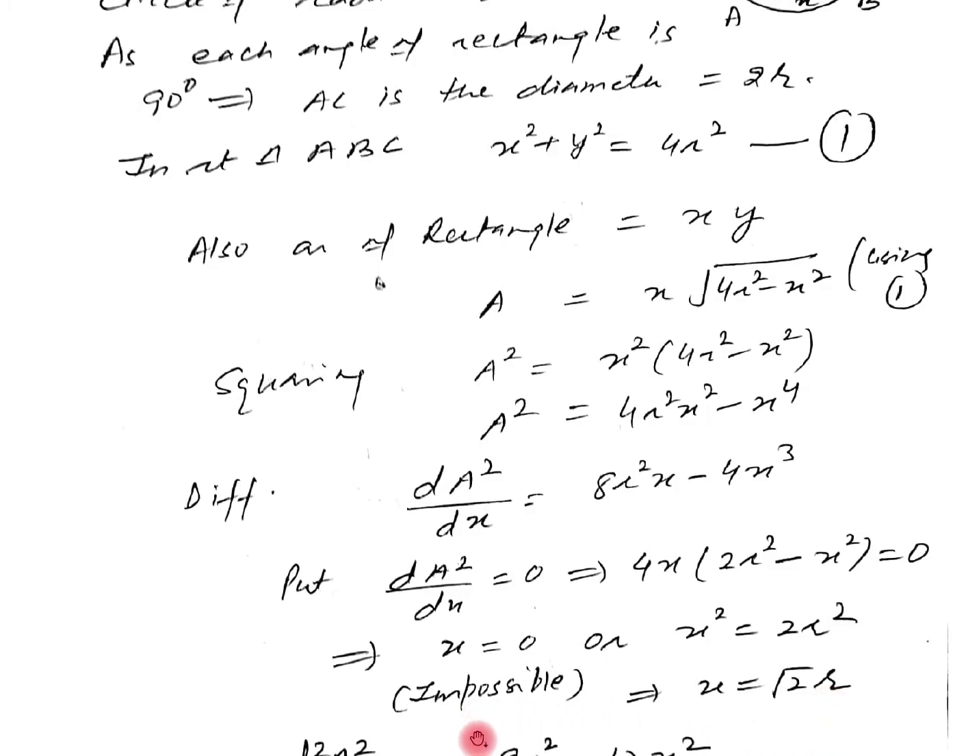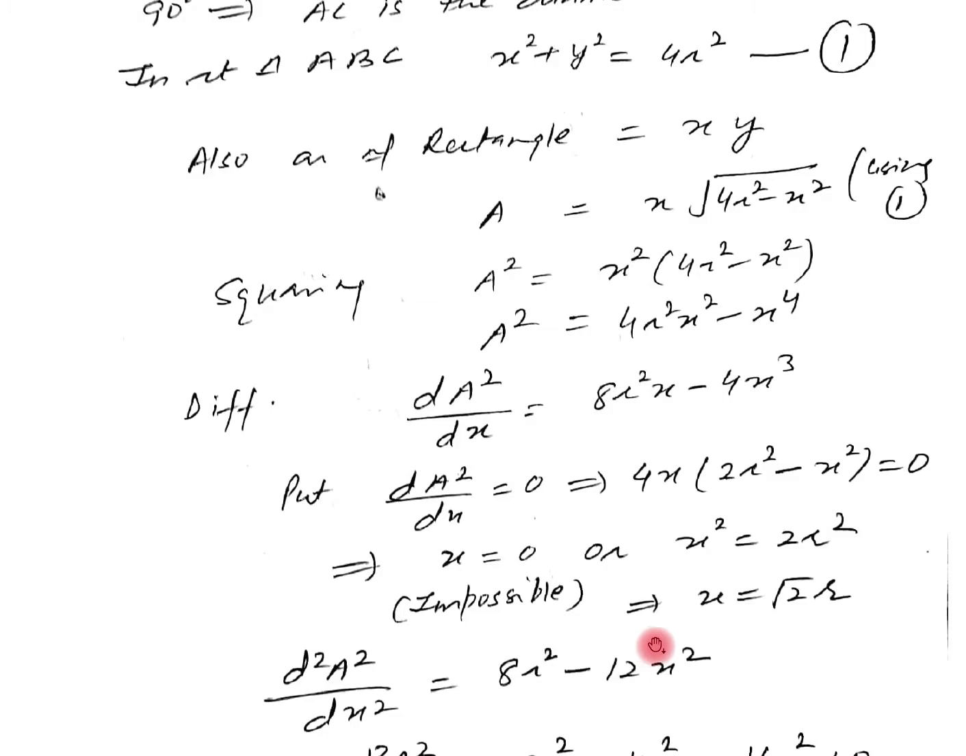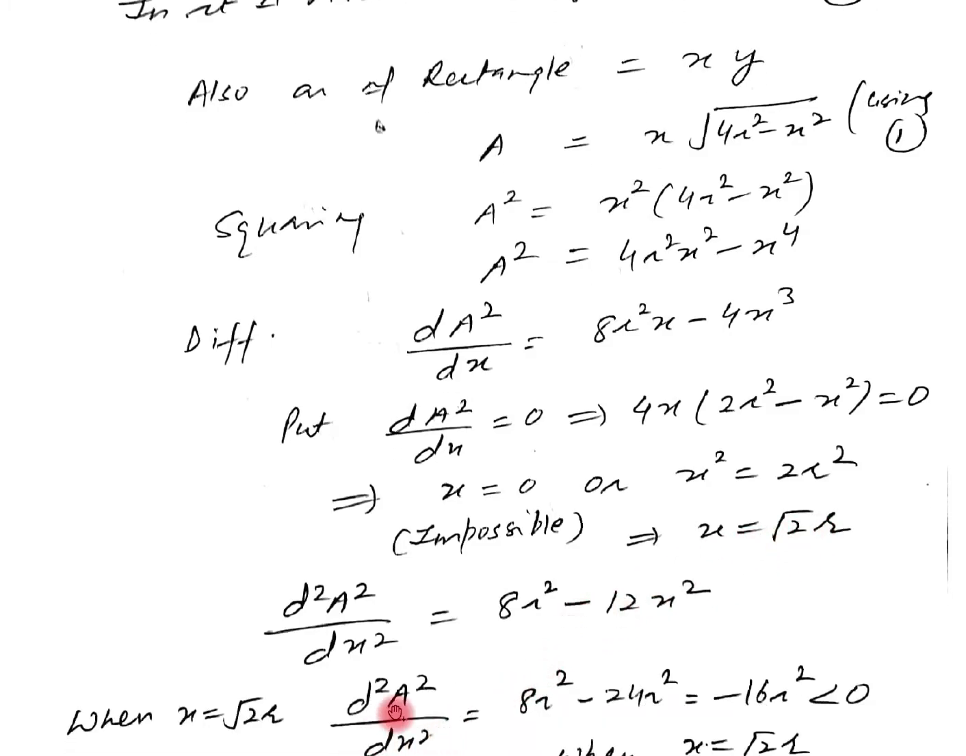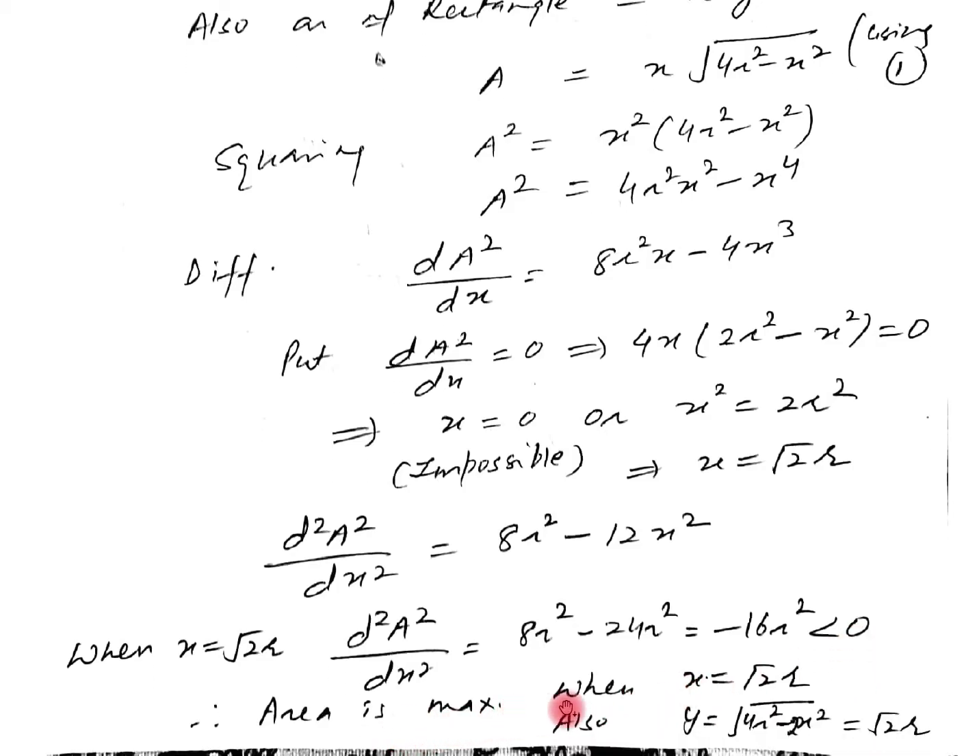Now again we will find the second derivative. When I find the second derivative, it is 8r square minus 12x square. Now putting x equal to under root 2r, we get the second derivative to be minus 16r square. So it is negative. So we can say area is maximum because the second derivative is negative. Area is maximum when x equal to under root 2r.